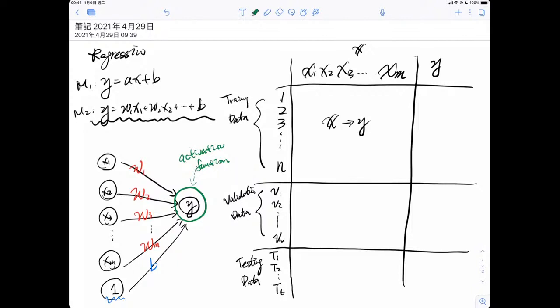So there's a basic question: do you believe our world is linear or non-linear? I would like to ask the students right here.